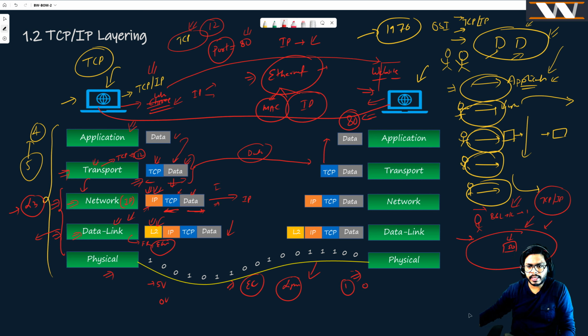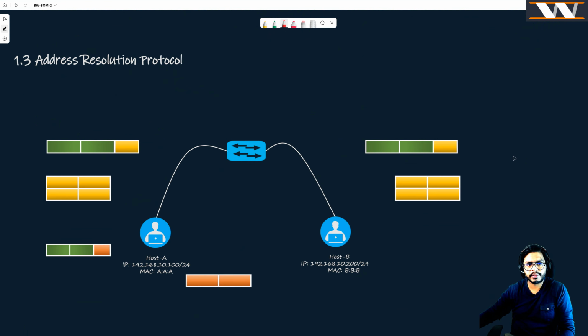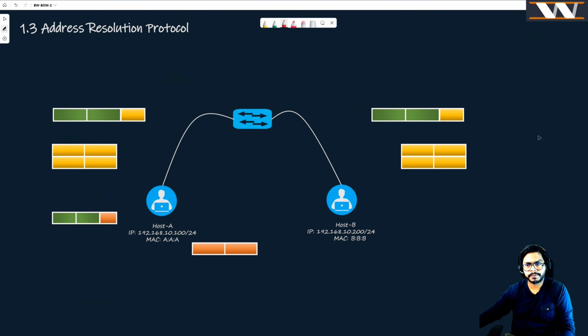So if that is the case, let's move to the next board where we are going to talk about address resolution protocol, right? First thing first, let's leave aside the name and everything. Let's try to understand why do we need this, right? What is the problem? So first thing first, we are talking about communication inside a same network.